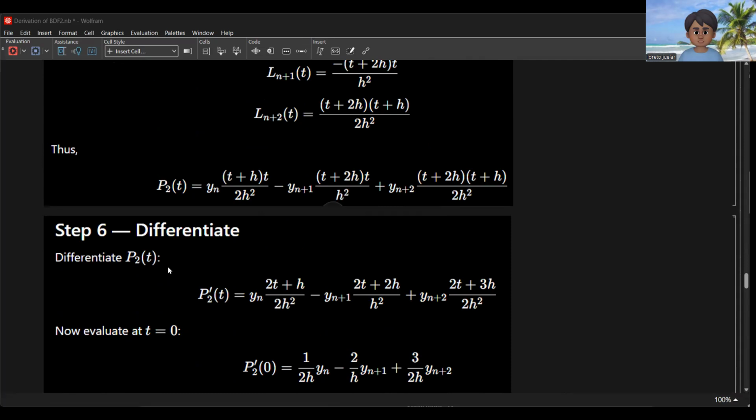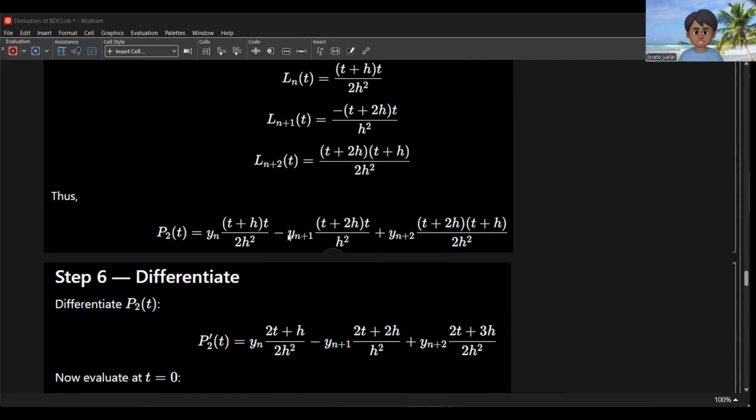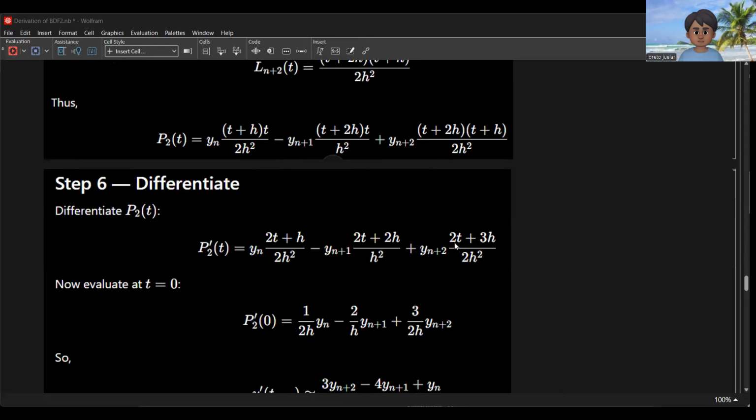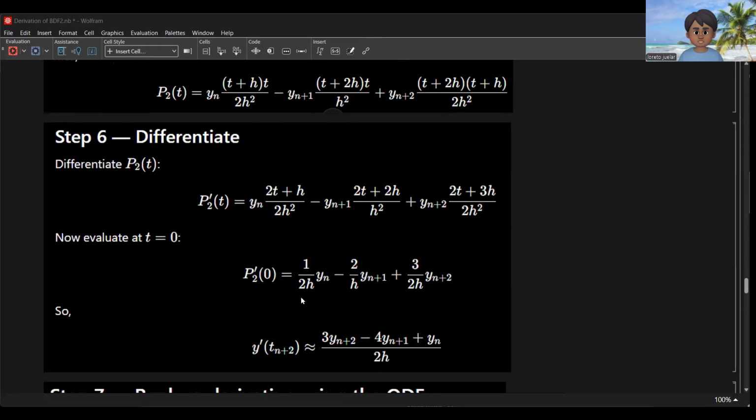Then differentiate p of t. By substitution, y sub n times this, minus y sub n plus 1 times this, L sub n plus 1, then plus y sub n plus 2 multiplied by L sub n plus 2. Then we differentiate this p2 in terms of t. So we have this result. Now evaluate at t equal to 0. So we have this at t equal to 0.